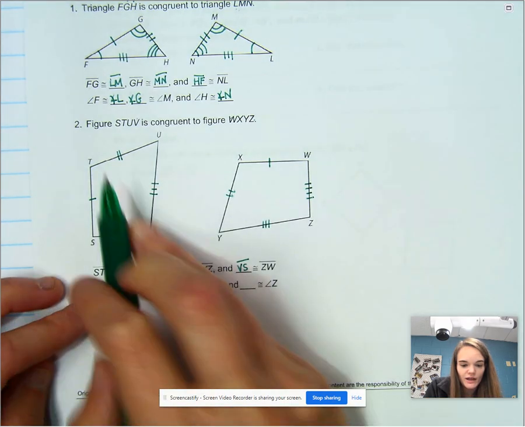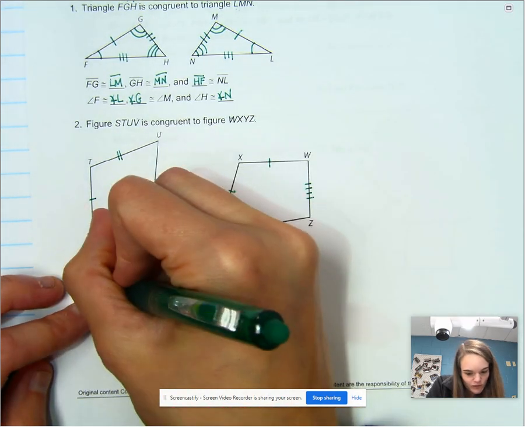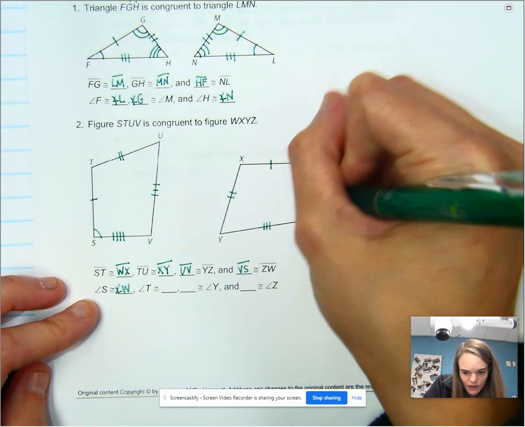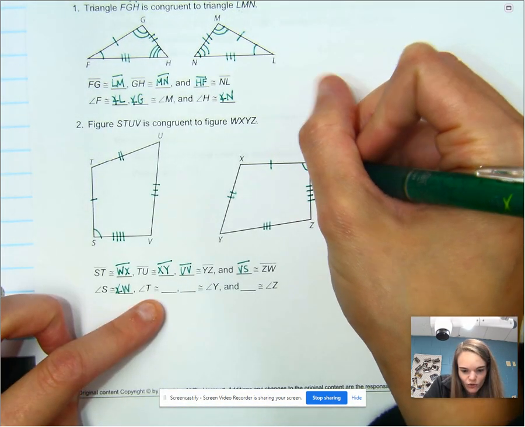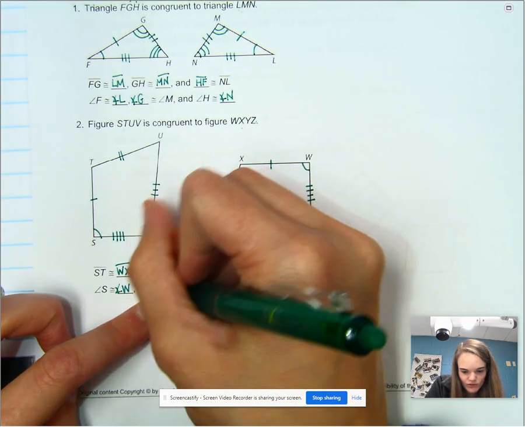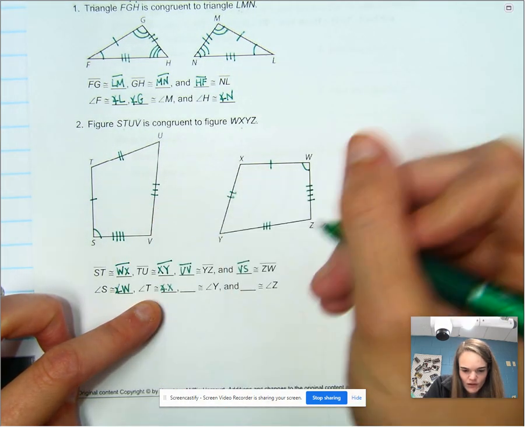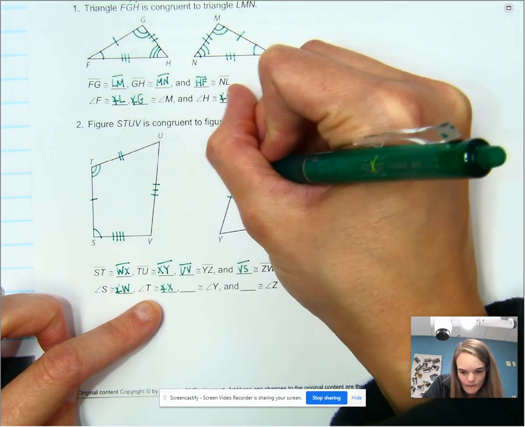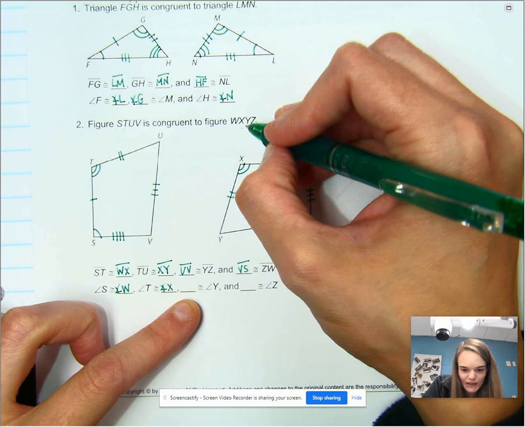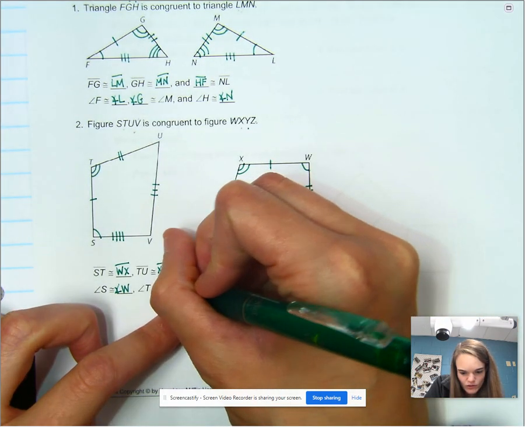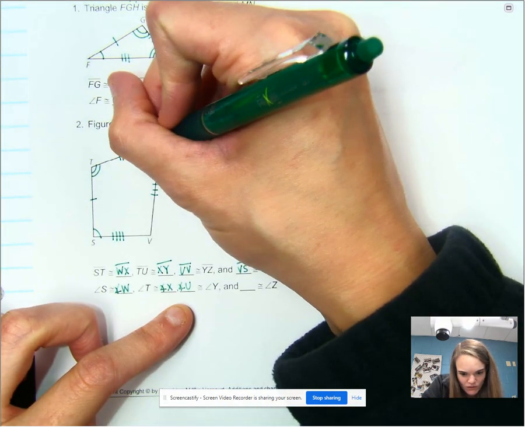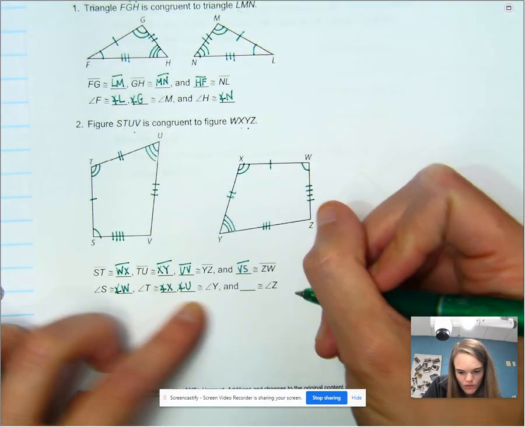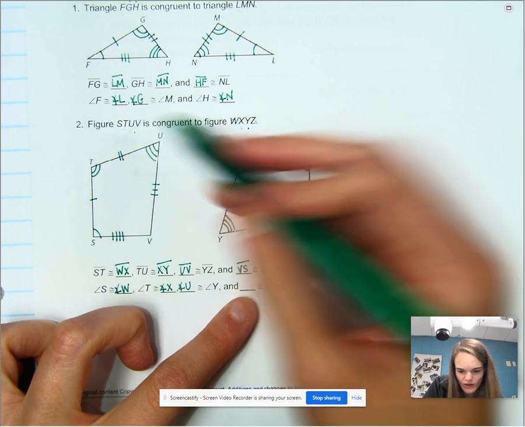Okay, angles. Angle S is congruent to angle W. Angle T is congruent to angle X. Angle Y is congruent to angle U. Angle Z is congruent to angle V.